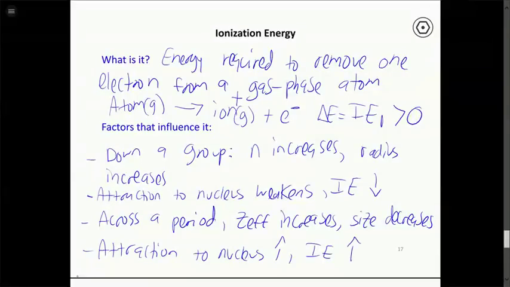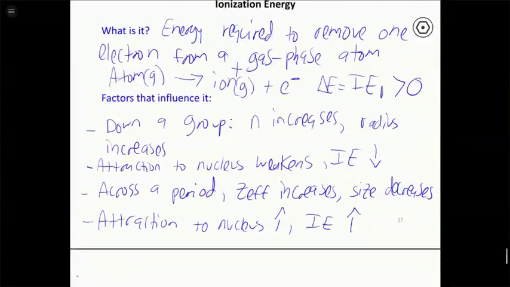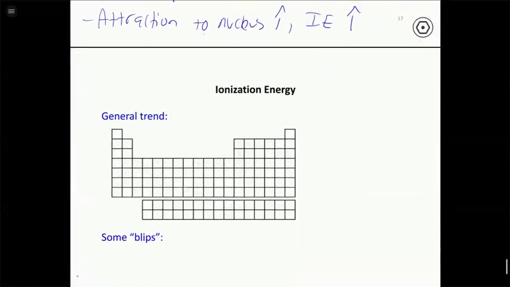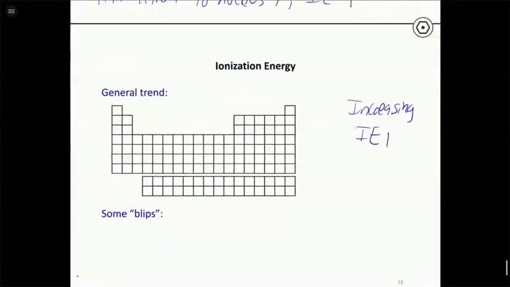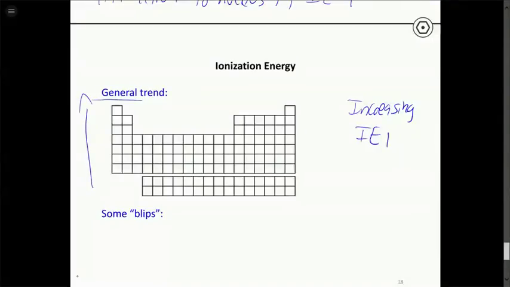Okay? So then drawing that trend on a periodic table, if we want to talk about increasing first ionization energy. Now this only applies to the first ionization energy. We need to be very clear about that, as we'll see in a little bit, there's successive ionization energies. It increases as you go up, and it increases as you go left to right. So that's what we talked about on the last slide.